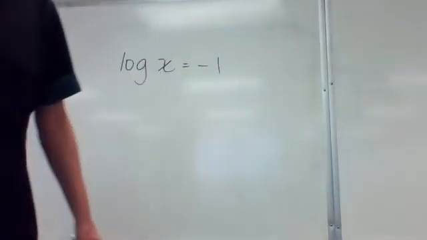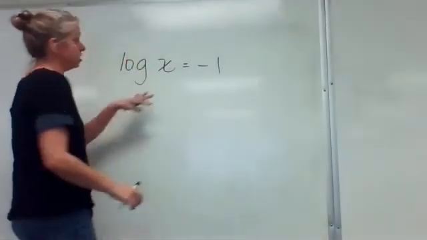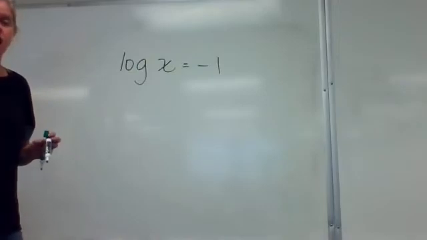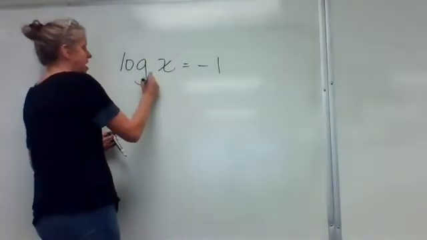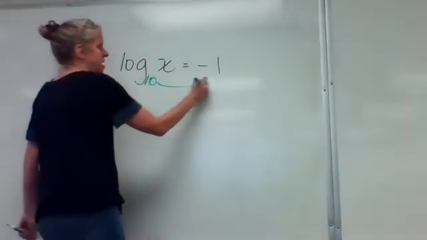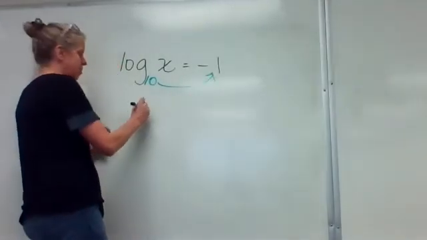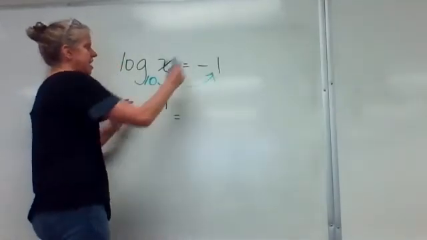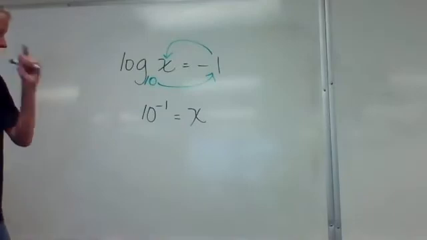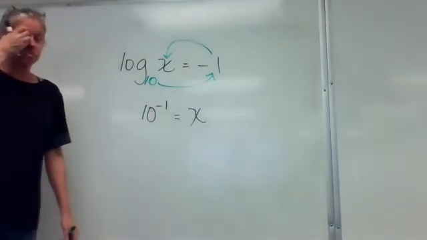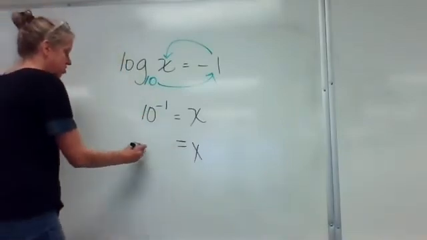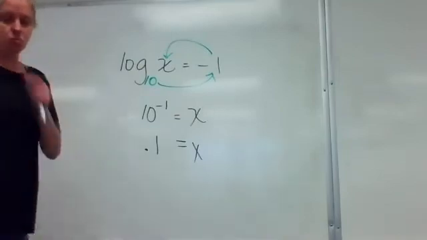Log of x equals -1. So there is only one log. So I am going to turn it into an exponential equation, but I don't see the base of the log, which means that base is automatically 10, right? When you don't see the base, it's automatically 10. So I'm going to have 10 to the -1 power is equal to x. Okay, now you just type this in your calculator, right? The x is already isolated, so I just need to know what 10 to the -1 is. So when you type that in, you get 0.1.